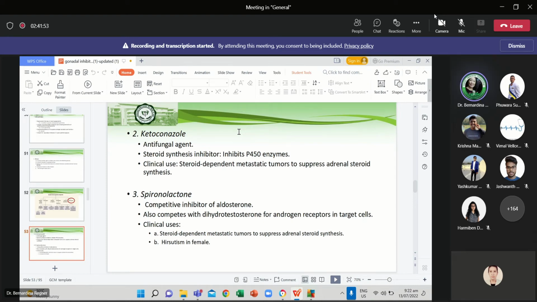The third one is spironolactone. It is a competitive inhibitor of aldosterone. It will also compete with dihydrotestosterone for androgen receptors in the target cells. Clinical use, steroid-dependent metastatic tumor to suppress adrenal steroid synthesis, and then hirsutism in females. Okay, spironolactone.